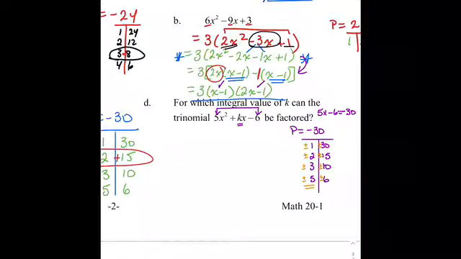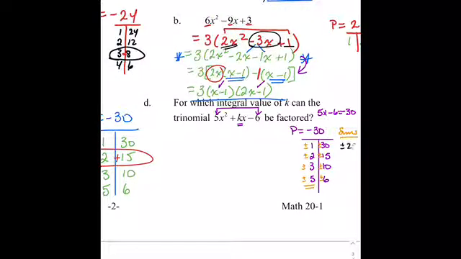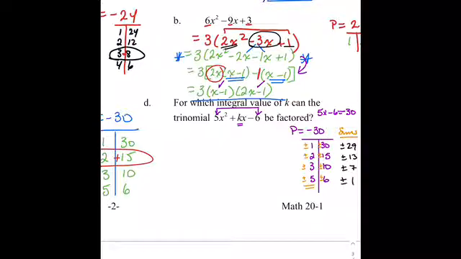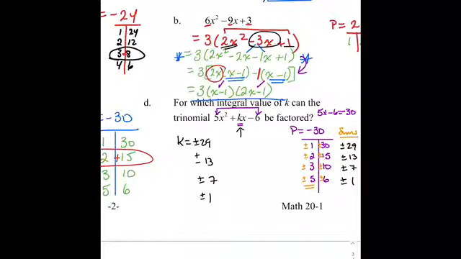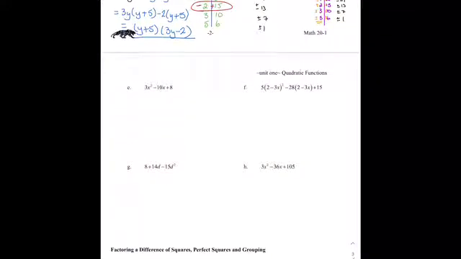So our k values, our sums, if we just go through and do the math here, would be plus or minus 29, plus or minus 13, plus or minus 7, and plus or minus 1. So k would be those 4 values, plus or minus 29, plus or minus 13, plus or minus 7, or plus or minus 1. Those are the values that could fit in there and make this factorable. Okay? I don't want to do every single one here.